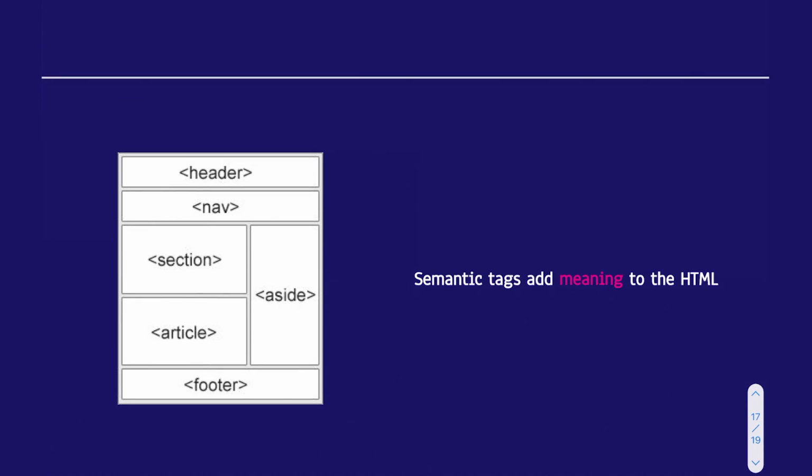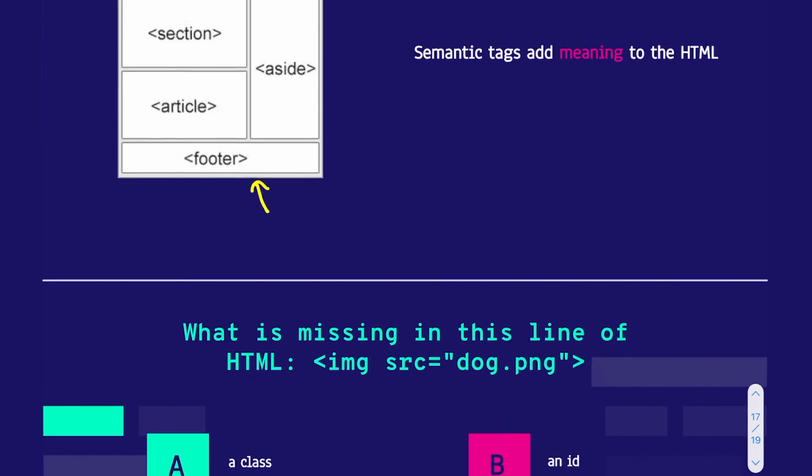So semantic meanings, they kind of provide structure to your HTML, so anyone reading it can get more of an idea of what you're trying to build up. But they also give meaning, right? We've got this footer, we've got this header, the navigation, section, aside, article, etc.